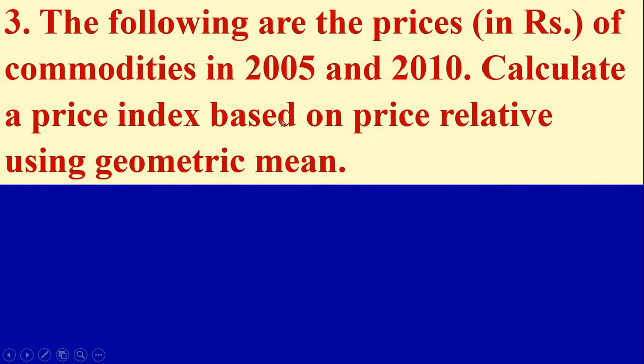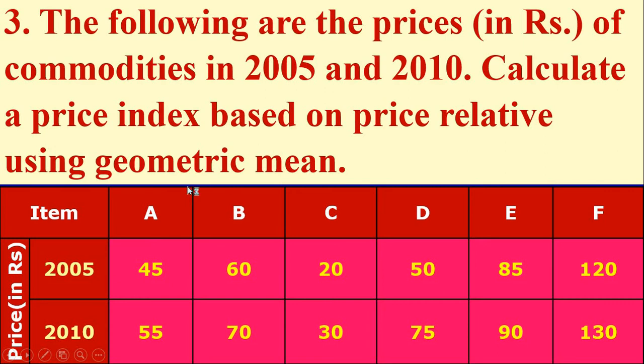So next problem. The following are the prices in rupees of the commodities in 2005 and 2010. Calculate a price index based on price relative using geometric mean. Here also items A, B, C, D, E, F, with prices in 2005 and 2010 are given. Prices in 2005 are 45, 60, 20, 50, 85, 120, and prices in 2010 are 55, 70, 30, 75, 90, 130.